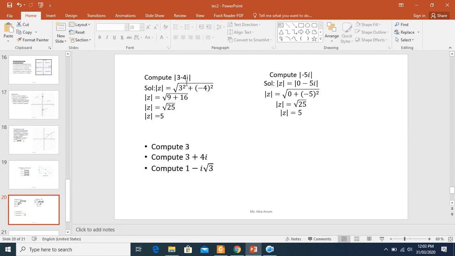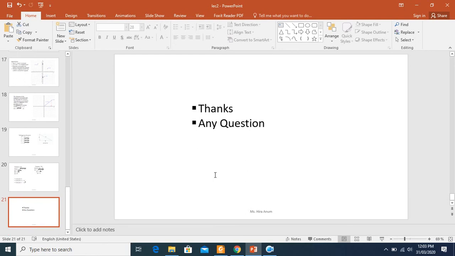Magnitude of z equals 5. Also we are solving this: we have minus 5 iota, and we are taking the magnitude of this. Here we can see the real part is 0, so it becomes 0 minus 5 iota. 0 square equals 0, minus 5 square equals 25, and we are taking the radical of 25, which becomes 5. Now you have to compute the values of these numbers. Thank you. Any question about this?